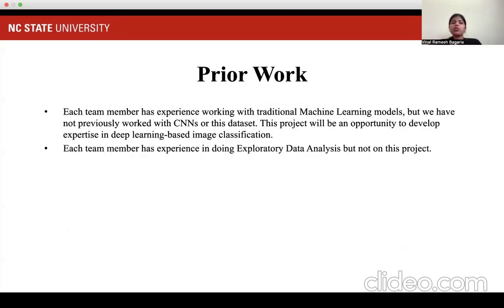When it comes to prior work, each team member has experience with traditional machine learning models like linear regression, classification, and random forest classifiers, but we have not previously worked with convolutional neural networks and definitely not with image datasets. So it was a very new opportunity for us to develop expertise in deep learning based image classification. We have experience with exploratory data analysis, but not on this project.